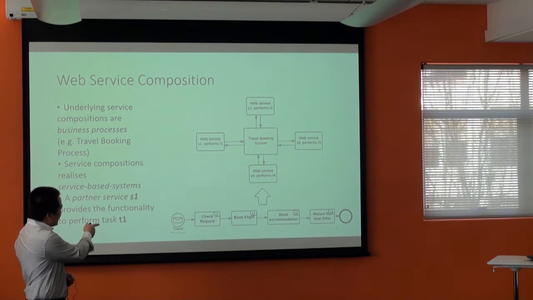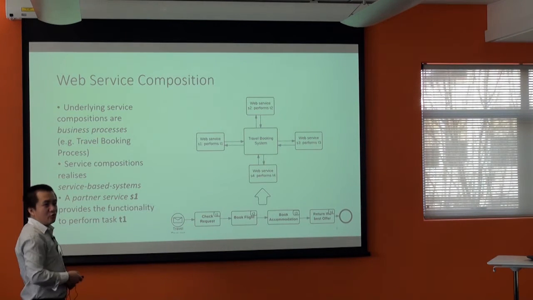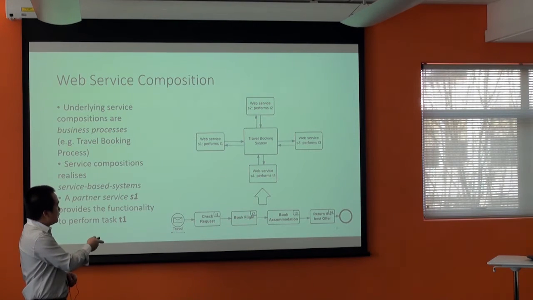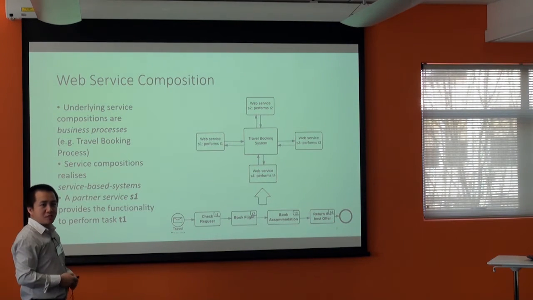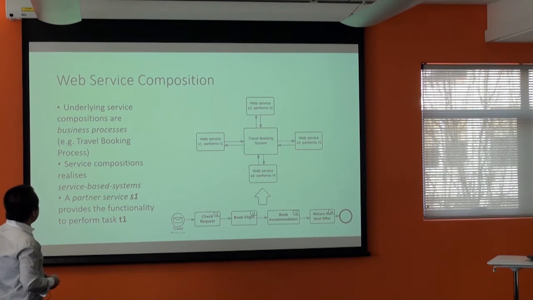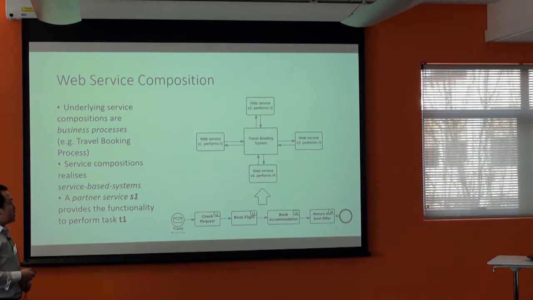For example, task T1 could be performed by service S1 in the service composition, and so on, T2 by S2. So we have 4 services all in all, which will be composed in the composition. Service compositions realize service-based systems.